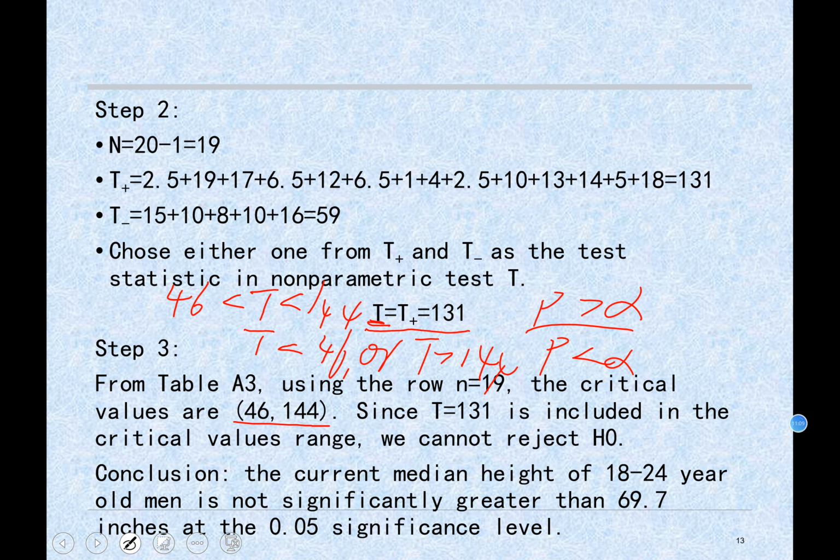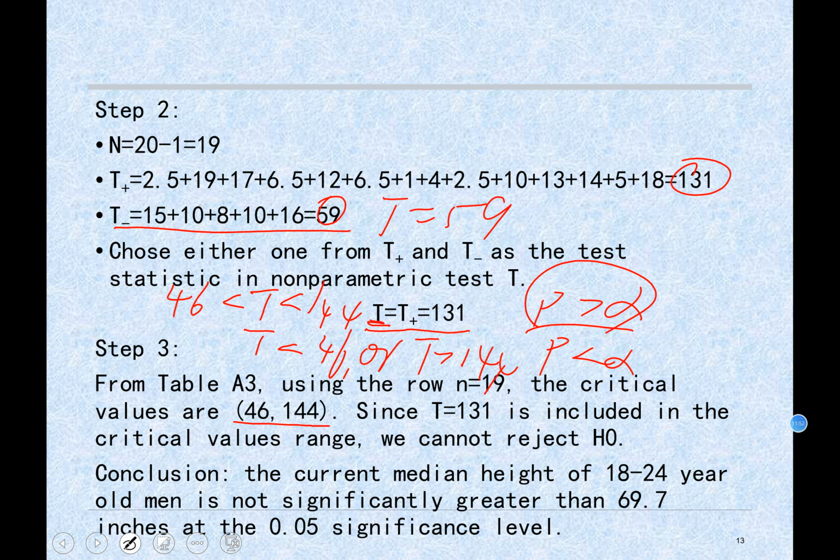Now let's prove it. If we choose another number as the test statistic, t equals 59, you can find that these two numbers have the same conclusion because both of them locate inside the range, right? So the results are the same. P is bigger than alpha. So you can choose either one of the two t-values because they give the same result.